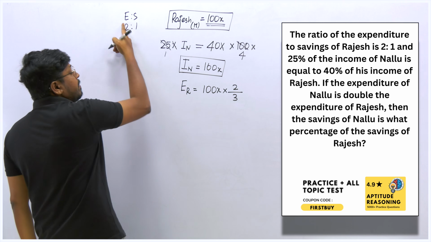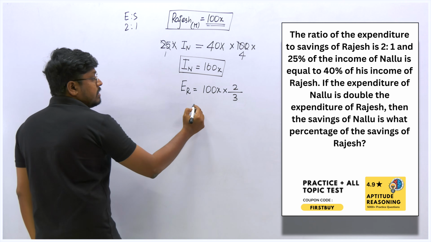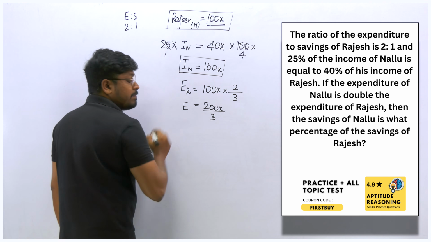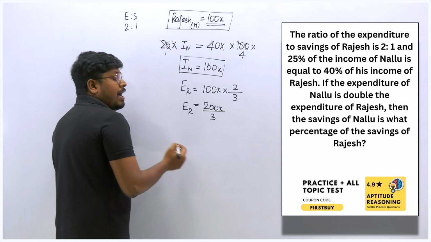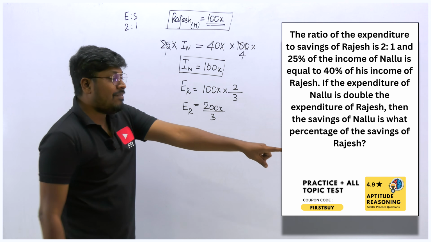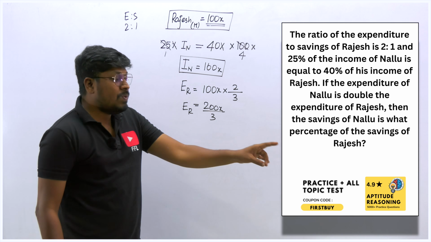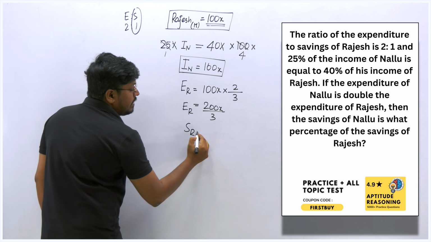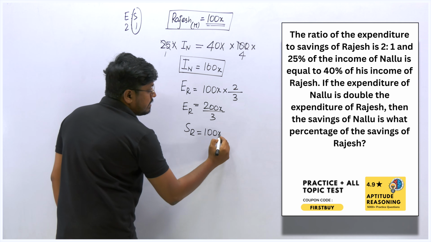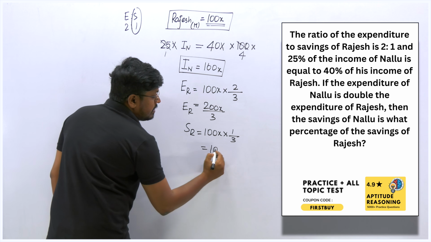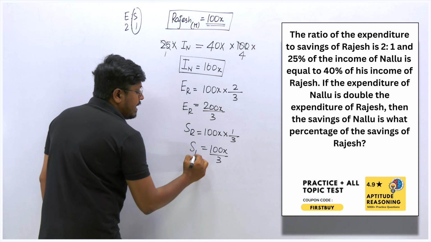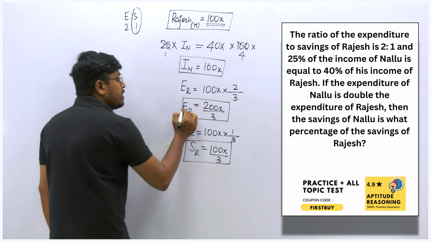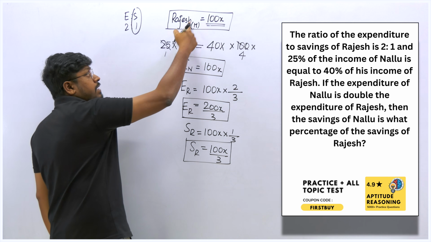100x into the expenditure 2 part, the total will be 3 part. So now once you cancel this, 200x divided by 3 is the expenditure of Rajesh. And what about the savings ratio? The savings ratio of Rajesh, what they have given is 2:1 ratio, and we know the savings is 1 part. So we can say that the savings of Rajesh will be 100x into 1 divided by 3, which is 100x divided by 3. So 100x divided by 3 will be the savings of Rajesh, expenditure of Rajesh will be 200x divided by 3, and the income of Rajesh will be 100x.